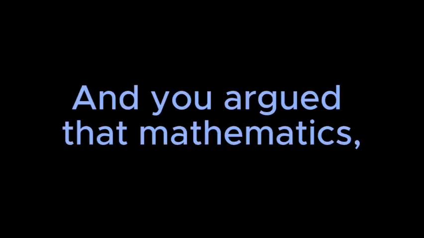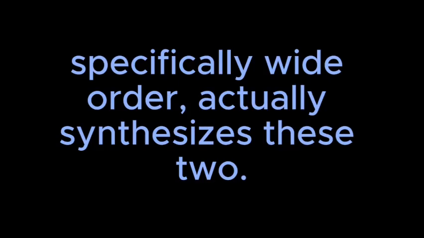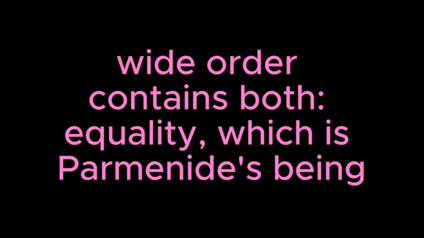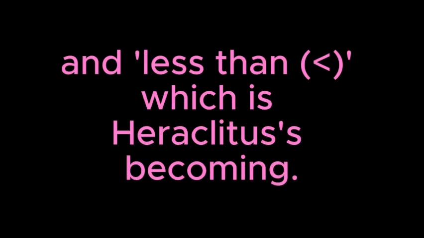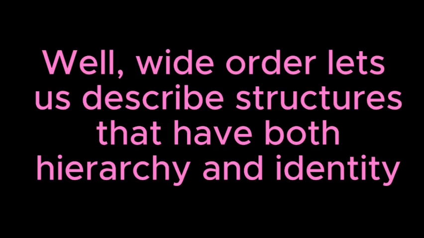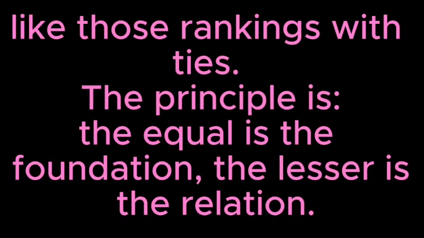And you argue that mathematics, specifically wide order, actually synthesizes these two. I think it does in a really elegant way. Wide order contains both equality, which is Parmenidean being, and less than, which is Heraclitean becoming. Okay, so the wide order holds both concepts in tension. Why is that duality so essential? Well, wide order lets us describe structures that have both hierarchy and identity, like those rankings with ties. The principle is the equal is the foundation, the lesser is the relation. Equality is the bedrock. Absolutely.